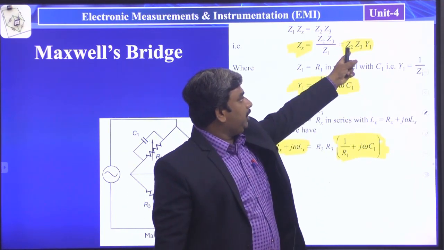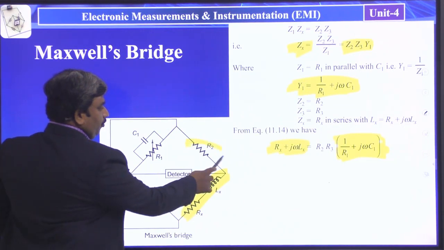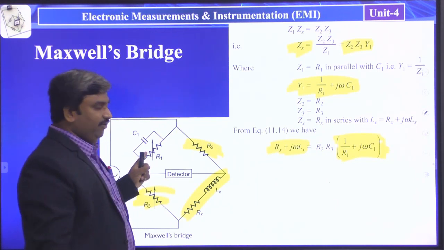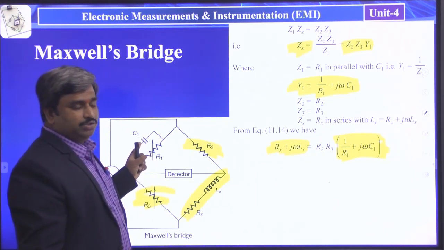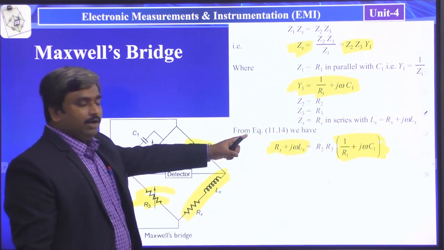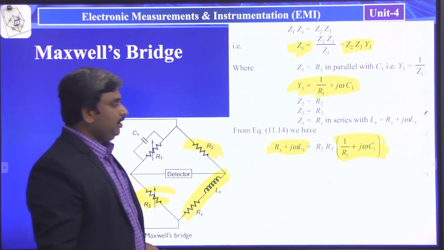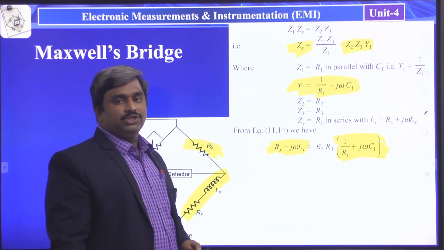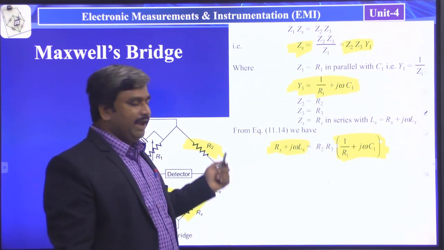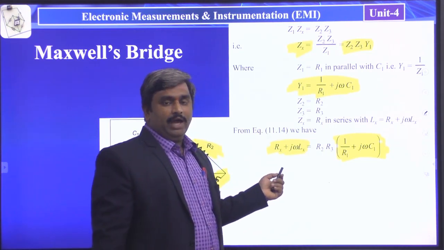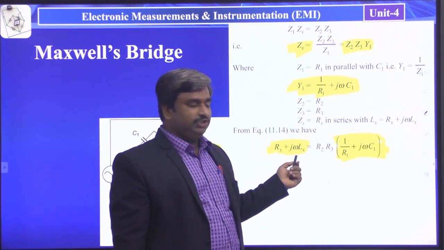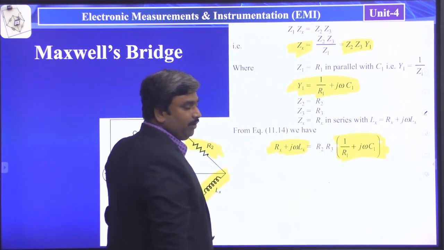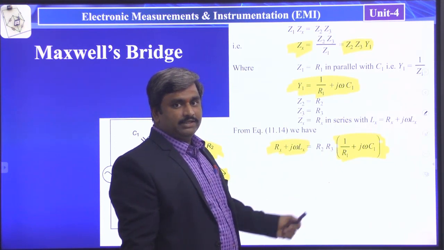And the right side part is Z2 Z3 Y1. Z2 is equal to R2, Z3 is equal to R3, so we have written R2 R3, and in terms of Y1 we are writing 1 by R1 plus J omega C1. This is the expression we have written for the bridge balancing condition in Maxwell's bridge. Now we have to multiply this R2 R3 with 1 by R1 plus J omega C1. That is our next equation.